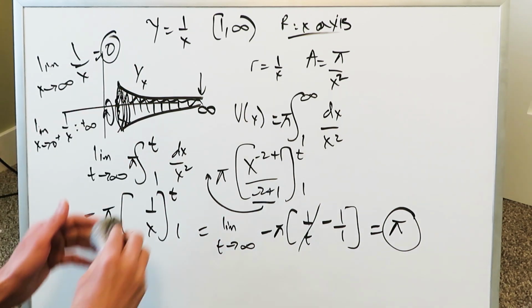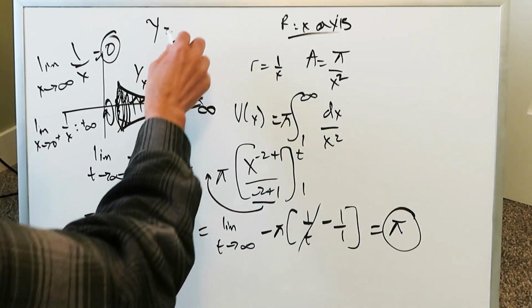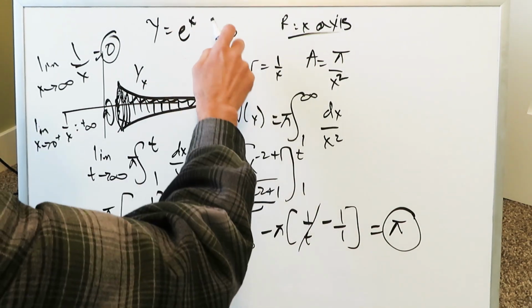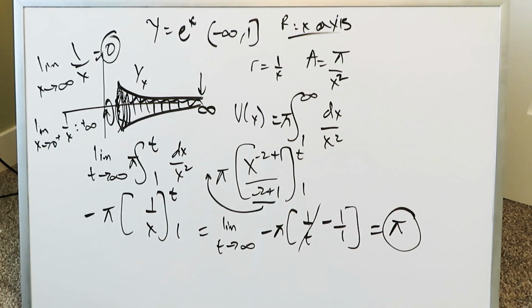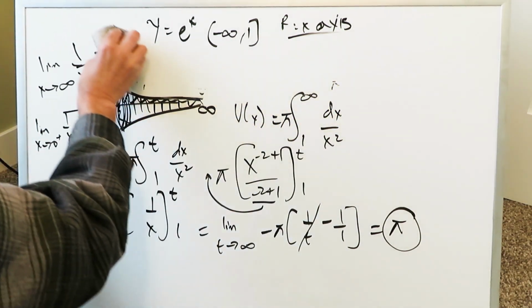Let's look at one more. We can make it slightly different. We have y equals e to the x. We can look at it from minus infinity up to 1 and including 1. So let's demonstrate that indeed here we will have a volume determined.